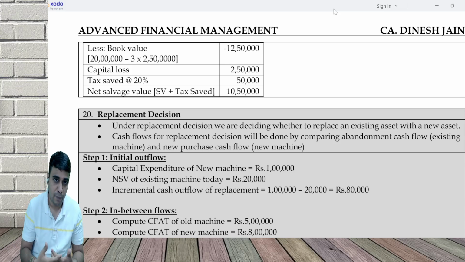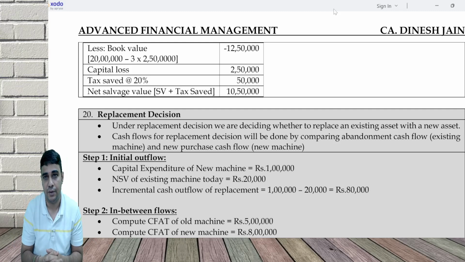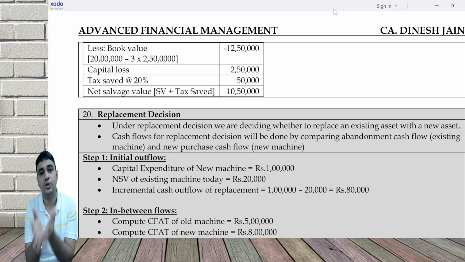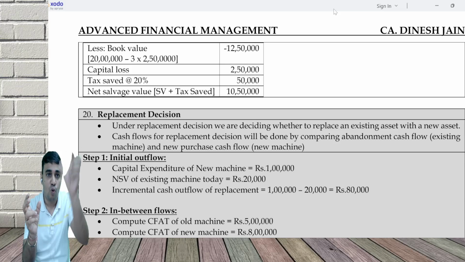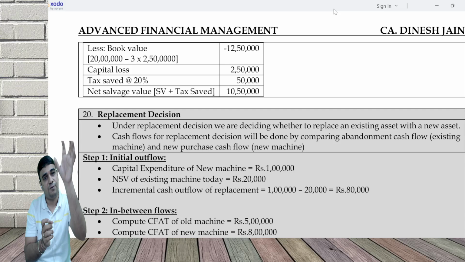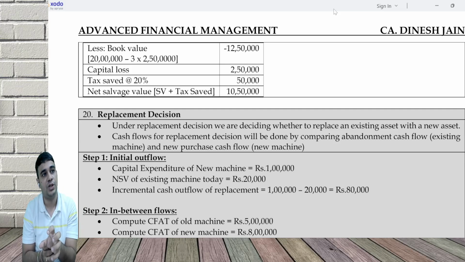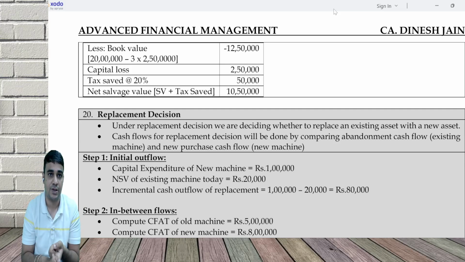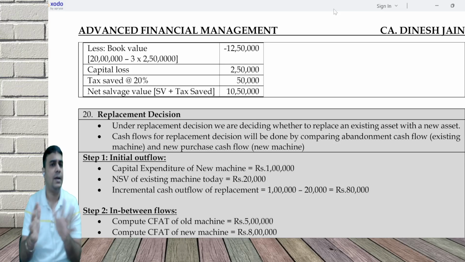Even in a normal problem, you do incremental, but there will not be two machines' data given. For example, if I do this batch, what is the extra benefit? In your mind you're doing old, new, but there's no separate old analysis and new analysis. But in a replacement, there'll be data for the old machine and the new machine, and you have to say what is extra depreciation, what is extra revenue, what is extra cost. So keep doing this extra calculation. For doing that, there are multiple approaches.